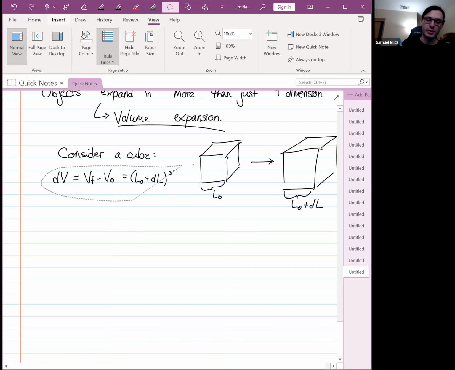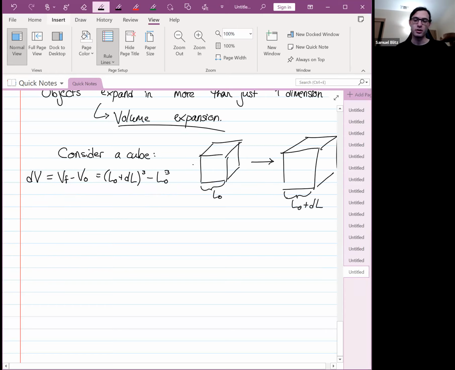Oh, I'm running out of space. Minus L naught cubed. It's a cube, so you just cube the sides. So L naught plus dl is the side of the expanded one, and you cube it. You subtract off the volume of the smaller one, and this is the total. This is the change in volume. Now we can just do this expansion. L naught cubed plus 3 L naught squared dl plus 3 L naught dl squared plus dl cubed minus L naught cubed. So the L naught cubes cancel out.